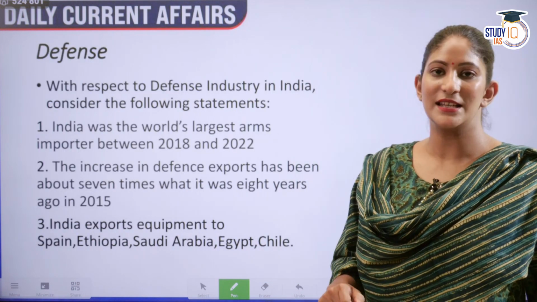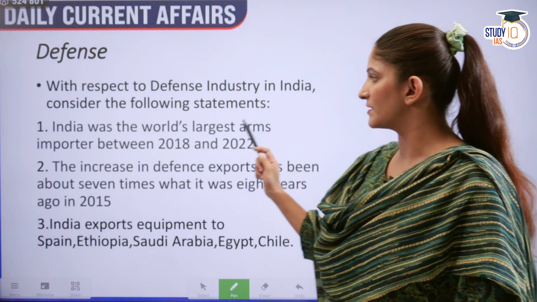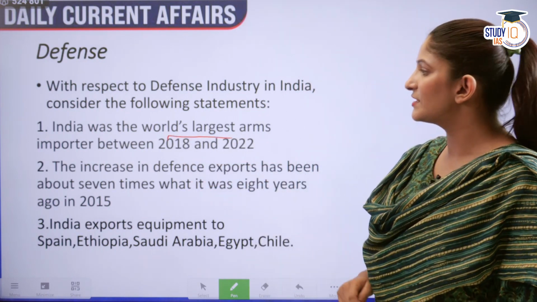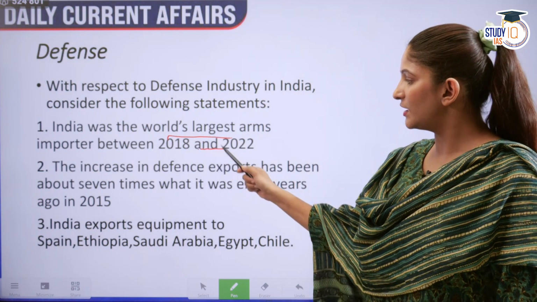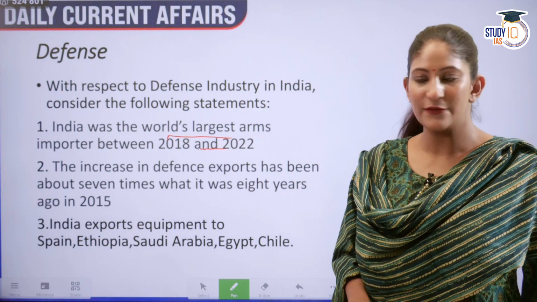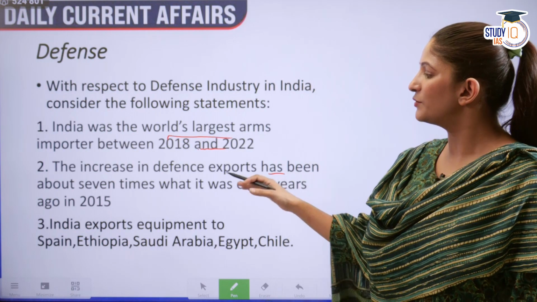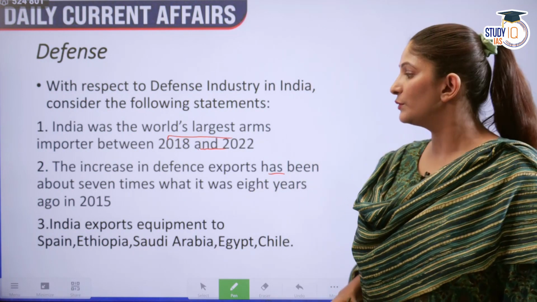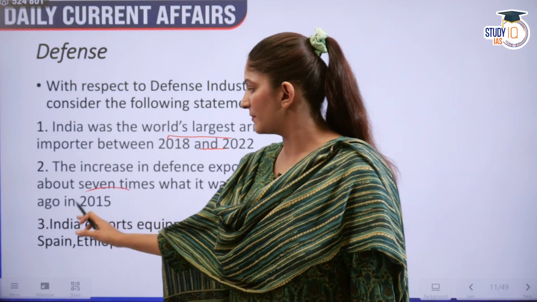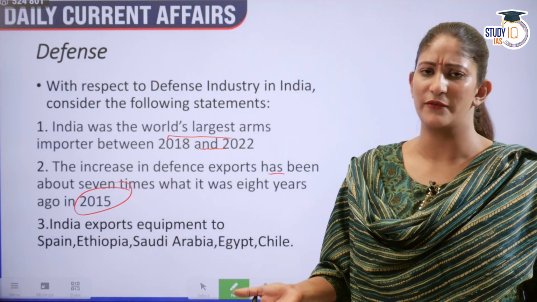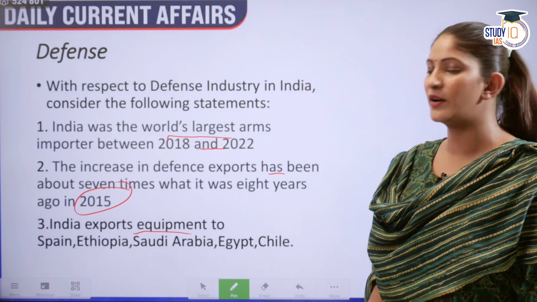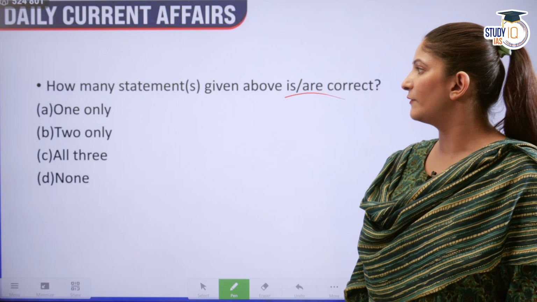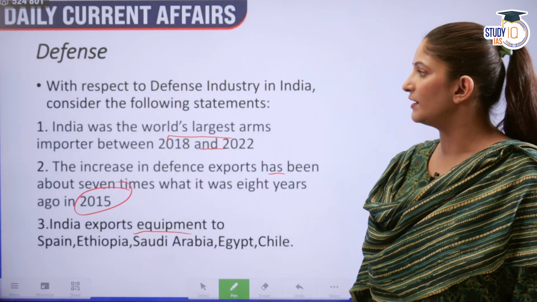With respect to defense industry in India, consider the following statements. India was the world's largest arms importer between 2018 and 2022. The increase in defense exports has been about 7 times what it has been since 2015. So remember the years of comparison as well. India exports equipment to Spain, Ethiopia, Saudi Arabia, Egypt, Chile. So what do we have to do? How many statements given above is or are correct?